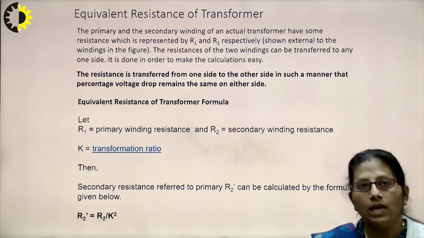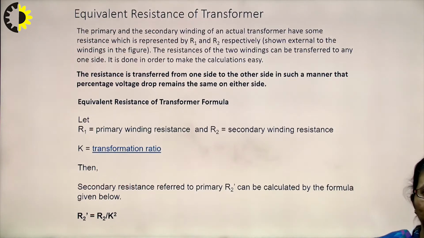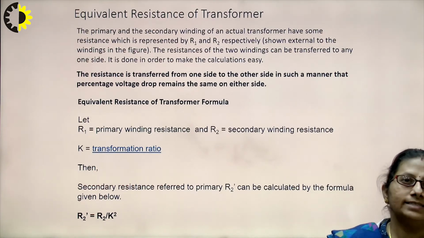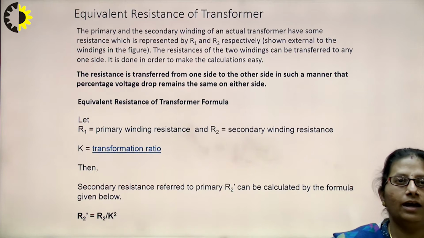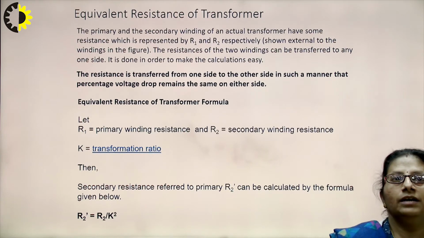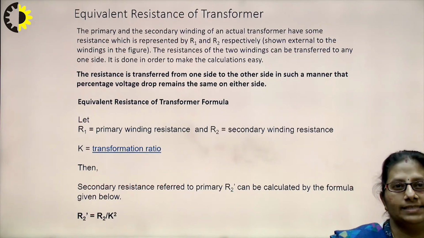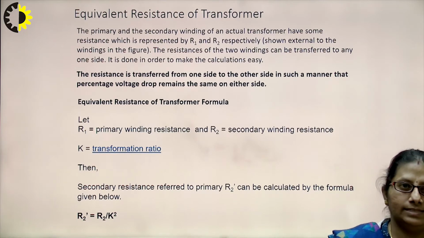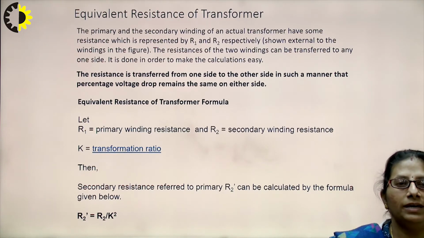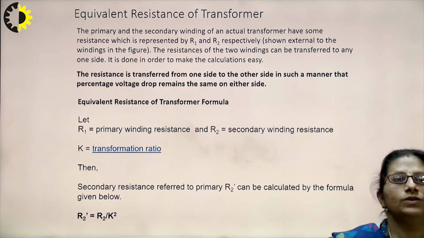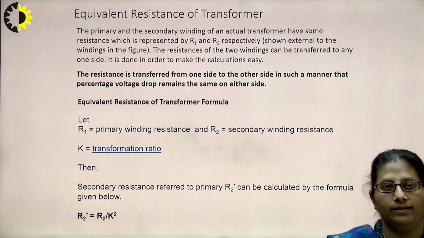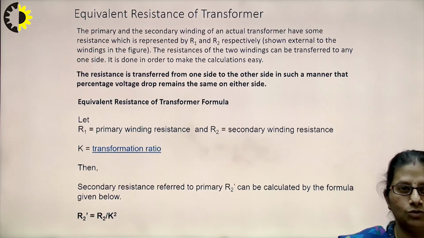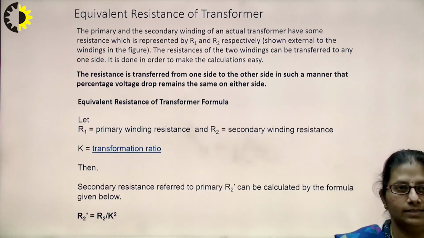Now, coming to the equivalent resistance of the transformer. The primary and the secondary windings of an actual transformer have some resistance, represented by R1 and R2 respectively. The resistances of the two windings can be transferred to any one side in order to make the calculations easy. The resistance is transferred from one side to the other in such a manner that the percentage voltage drop remains the same on either side.